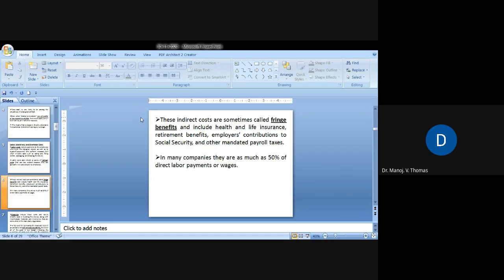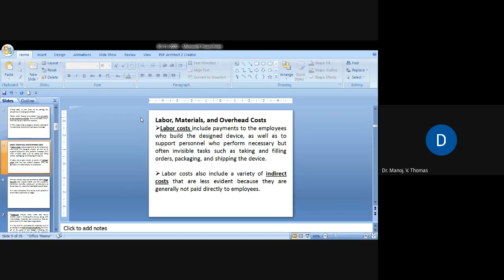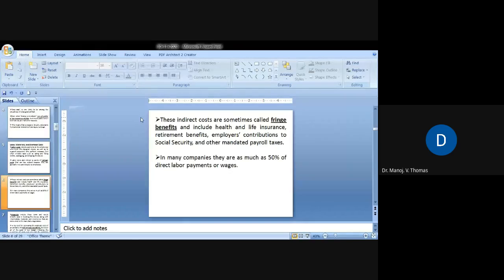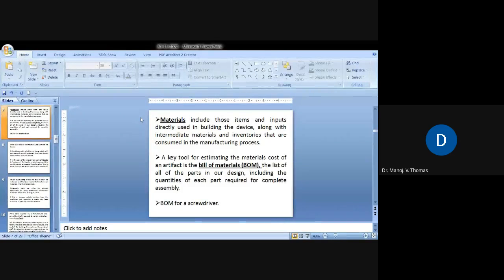So we cannot ignore these indirect factors: health insurance, retirement, provident fund, or other benefits. So labor cost includes both direct and indirect. Direct means direct salary and similar payments. Indirect means fringe benefits. Now that is one factor, the labor, which we consider for the cost estimation of a product.